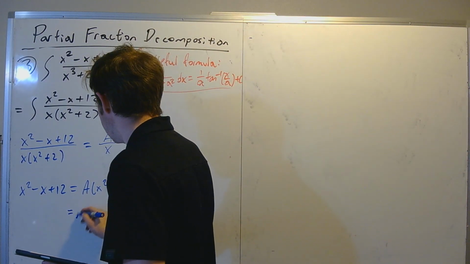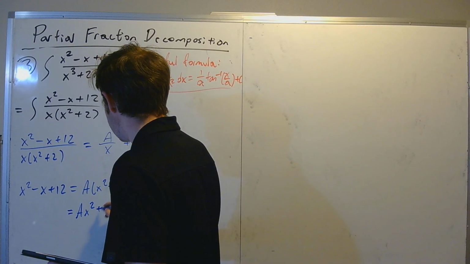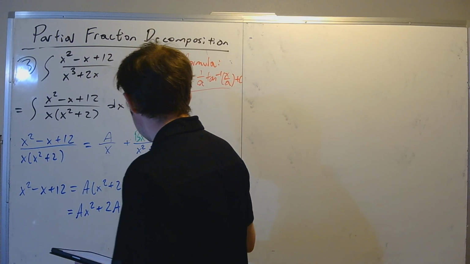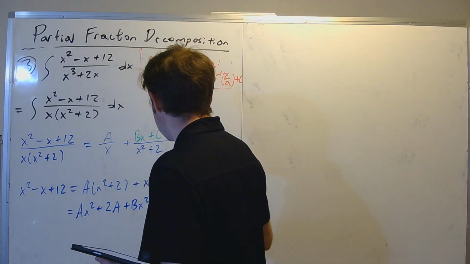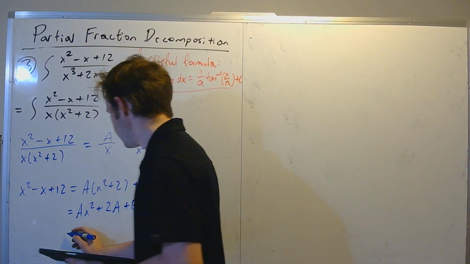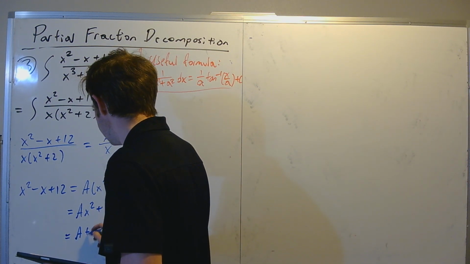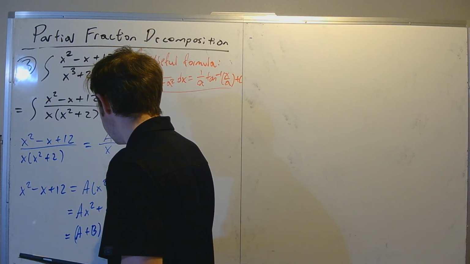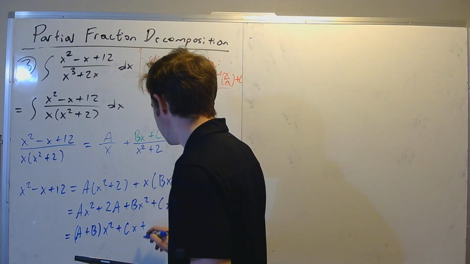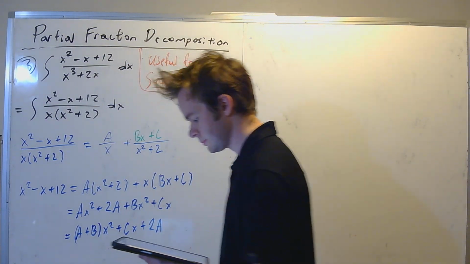So we're going to have a times x squared plus 2 times a plus b times x squared plus c times x. And just rearranging everything, we're getting a plus b times x squared plus c times x plus 2 times a.